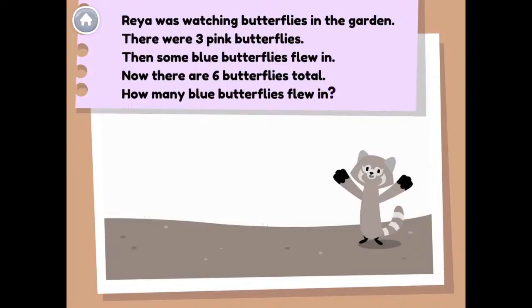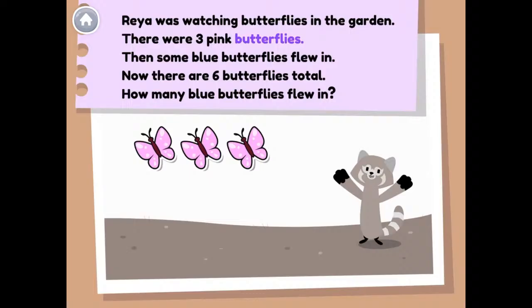First, let's read it. Rhea was watching butterflies in the garden. There were 3 pink butterflies. Oh, then some blue butterflies flew in. Now there are 6 butterflies total. How many blue butterflies flew in?